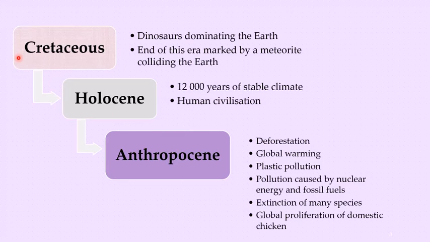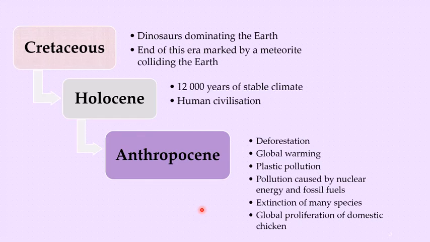The first one would be the Cretaceous, which is about the time when dinosaurs were dominating the Earth, and probably the end of this geological epoch will be about the time when all the dinosaurs died. And the next epoch would be what we call the Holocene, which is about 12,000 years of stable climate on Earth. And during this period of time, human civilization started to begin and also flourish. And the last epoch is actually the main focus of the text, and it is what we call the Anthropocene.